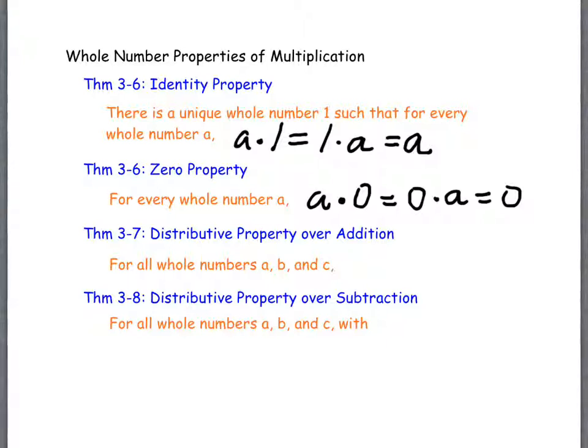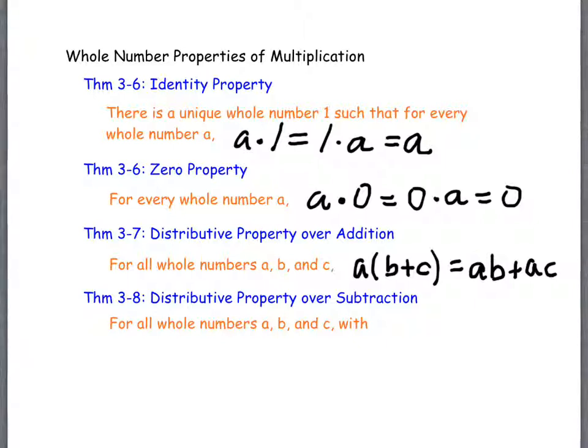Okay. And then the last two properties are really the same property. One says over addition, the other one says over subtraction, but they're the same thing. So if you just said distributive property for either of these, that would be fine. This actually tells you how to combine multiplication and addition, or multiplication and subtraction. And so it looks something like this. If you have A times B plus C, that's the same as AB plus AC.